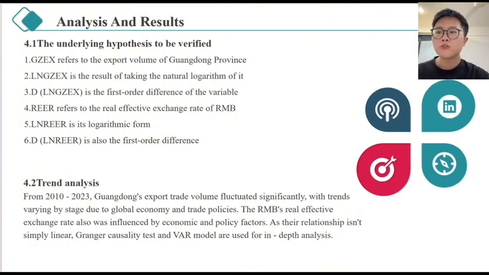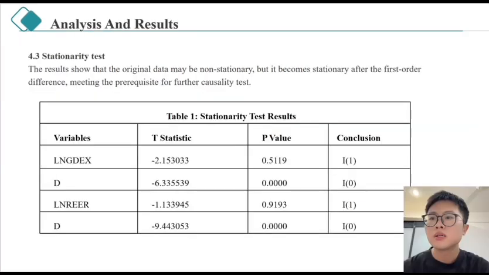Trend analysis. From 2010 to 2023, Guangdong's export trade volume fluctuated significantly, where trends vary by stage due to the global economy and trade policies. The RMB's real effective exchange rate was also influenced by economic and policy factors, as their relationship isn't simply linear. Granger causality tests and VAR models are used for in-depth analysis.